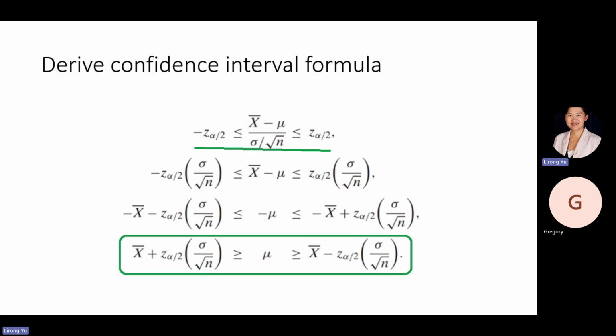Any question? So the confidence interval formula will be: sample mean minus z times the standard deviation over root n is the lower bound. The upper bound is sample mean plus z times the standard deviation over root n. That's our confidence interval formula.